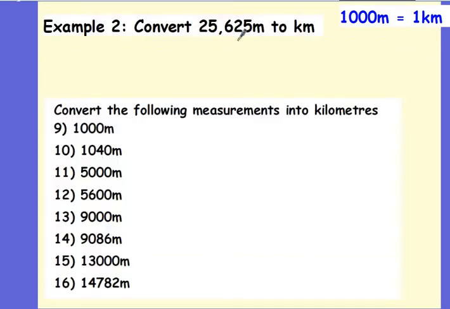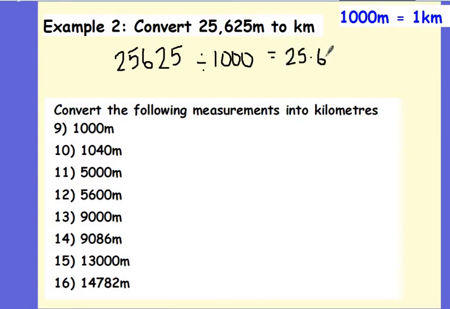And finally, sometimes we're going to be asked to convert between metres to kilometres. Again, we know 1,000 metres is 1 kilometre, so I've got 25,625 metres. I need to divide that by 1,000 to work out how many kilometres that is, which will give me what, Dylan? 25.625 kilometres. Lovely.